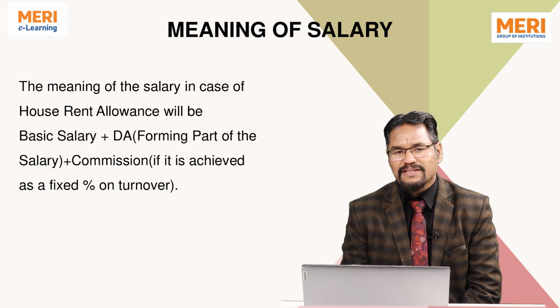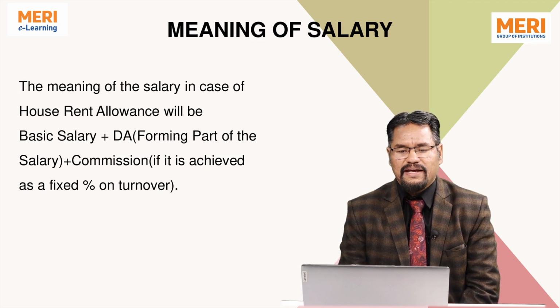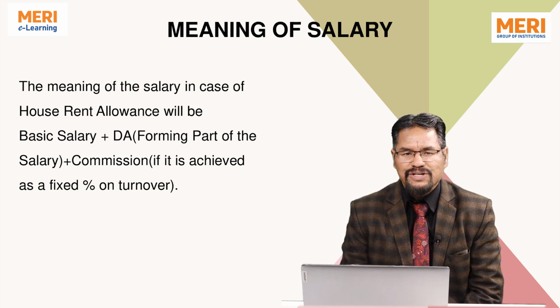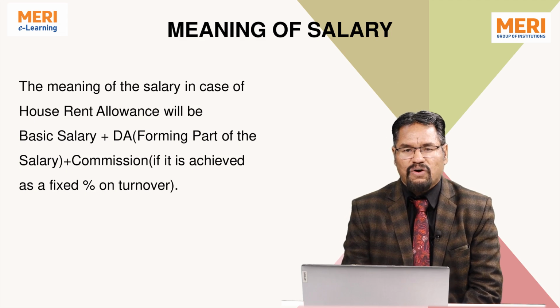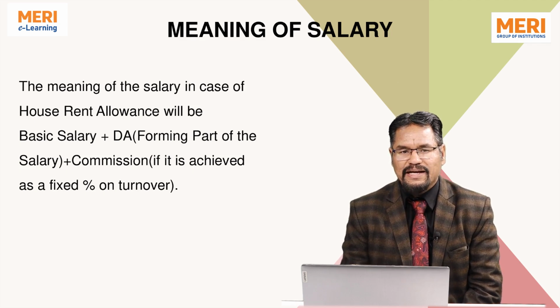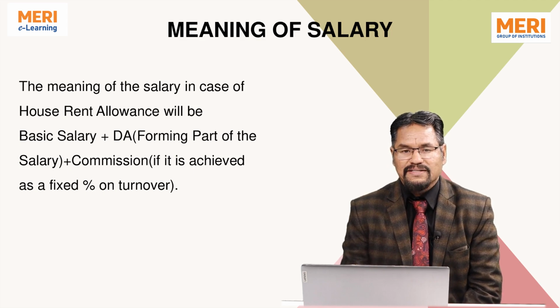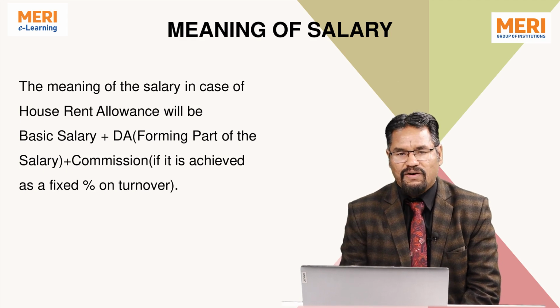But the important thing is that in case of the house rent allowance, what is the exact meaning of the salary? The meaning of the salary in case of the house rent allowance will be the basic salary plus my DA forming part of the salary plus my commission if it is based on a fixed percentage of the turnover. So you all must remember, when we are talking about the dearness allowance, you will take only that forming part of the salary. Commission, if it is achieved as a fixed percentage of turnover, then you will take. Otherwise, you will not take.